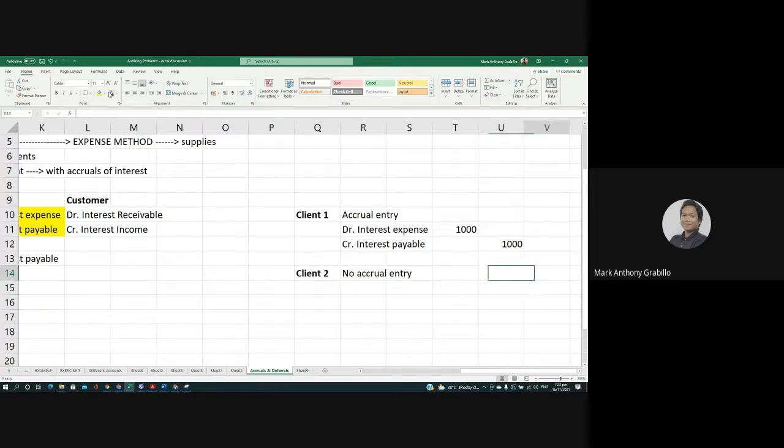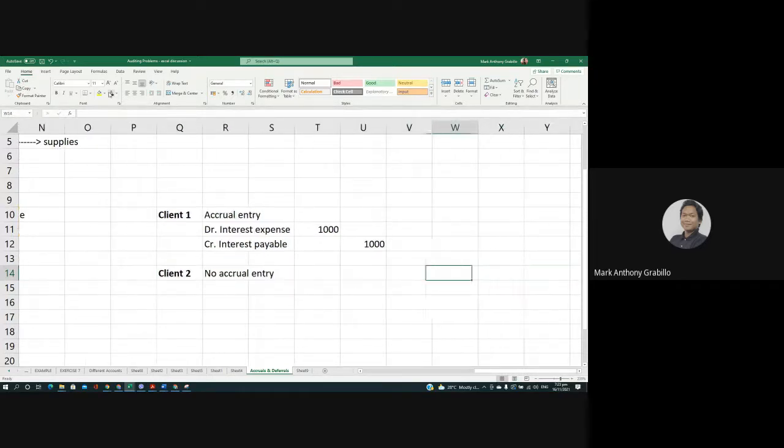So, of course, upon payment, for client 1 and client 2, it's now the payment date. What will be your entry? On the payment date, debit, interest payable, 1,000 pesos. And then you credit, cash, 1,000 pesos.